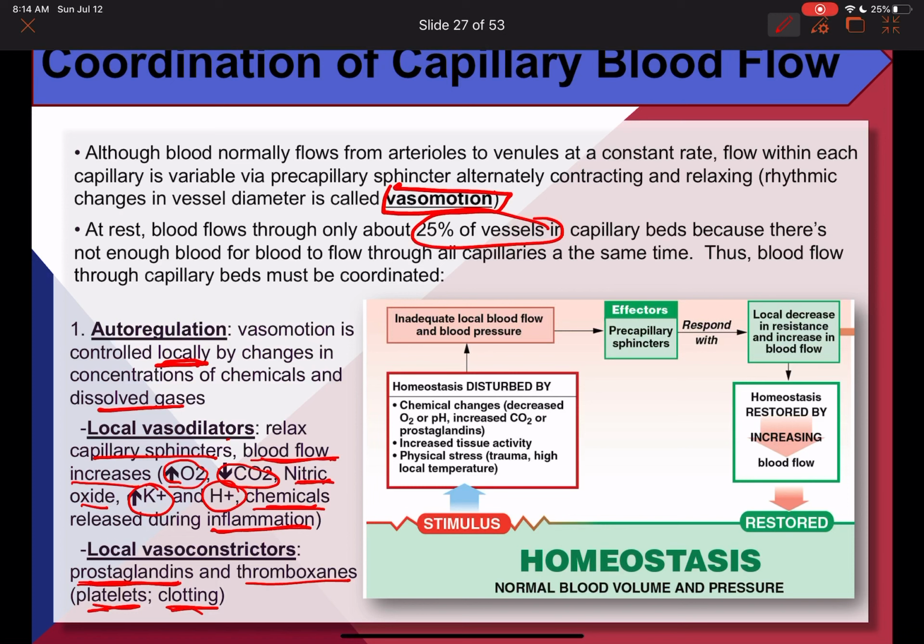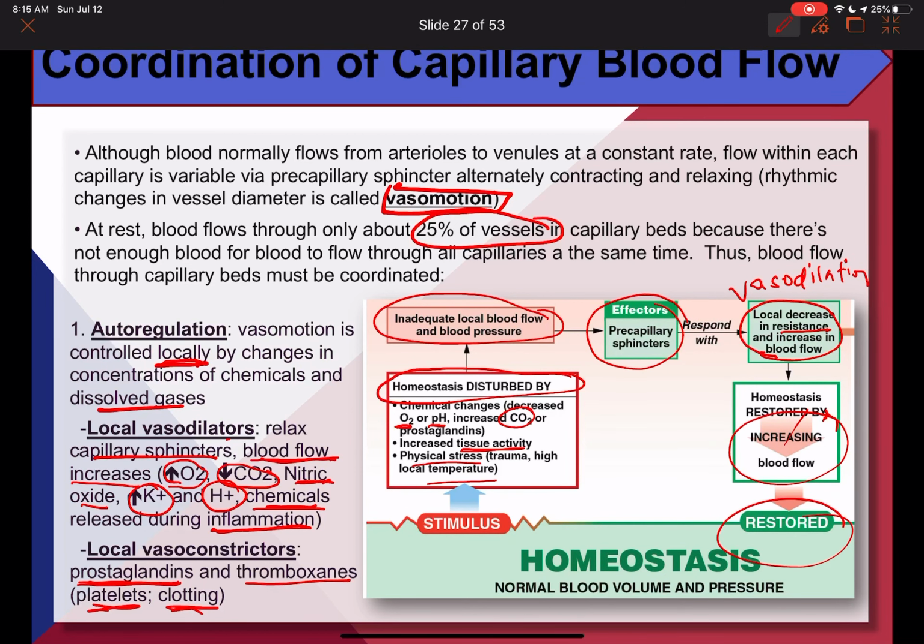Okay. So here it is talking about how homeostasis sometimes can be perturbed by not enough oxygen, a change in pH, accumulation of carbon dioxide within the body, increased tissue activity or physical stress, high local temperature, etc. Okay, all of this leads to inadequate blood flow and blood pressure around that localized area, which will affect your precapillary sphincter, which will decrease in resistance and increase blood flow when we do vasodilation to restore blood flow back to homeostasis. Okay.